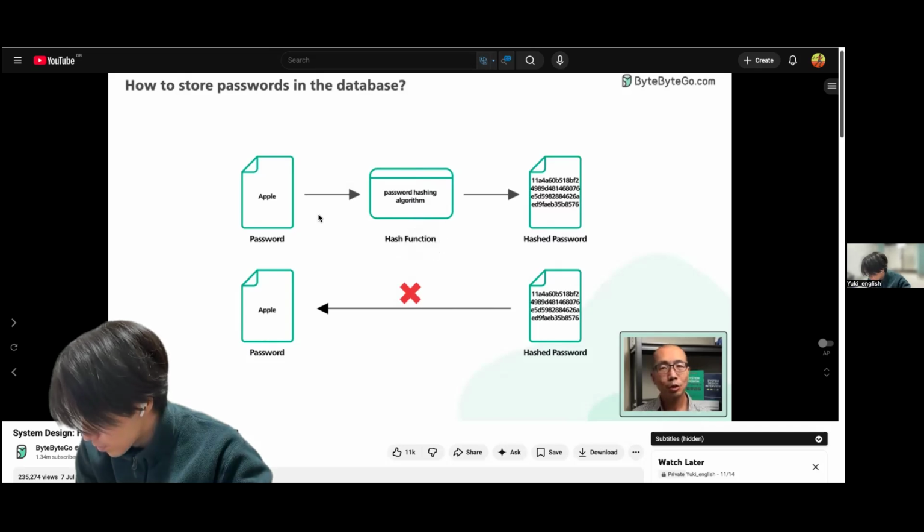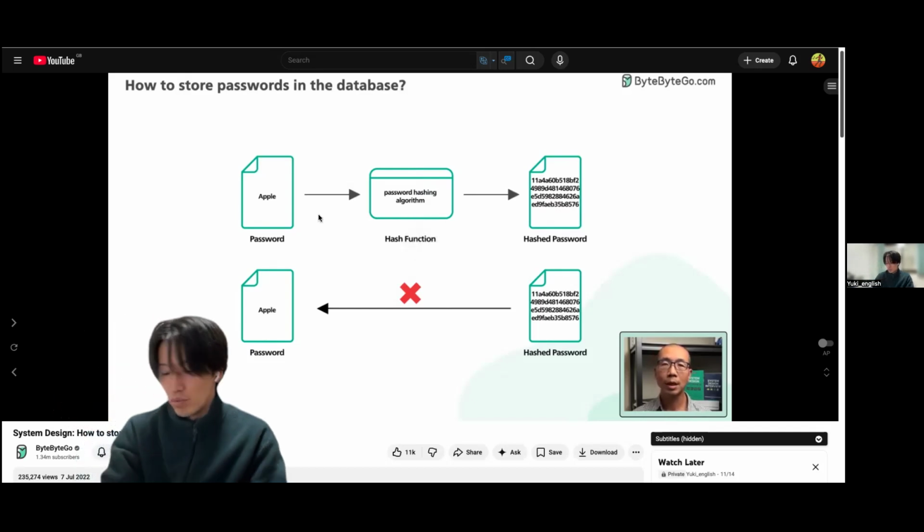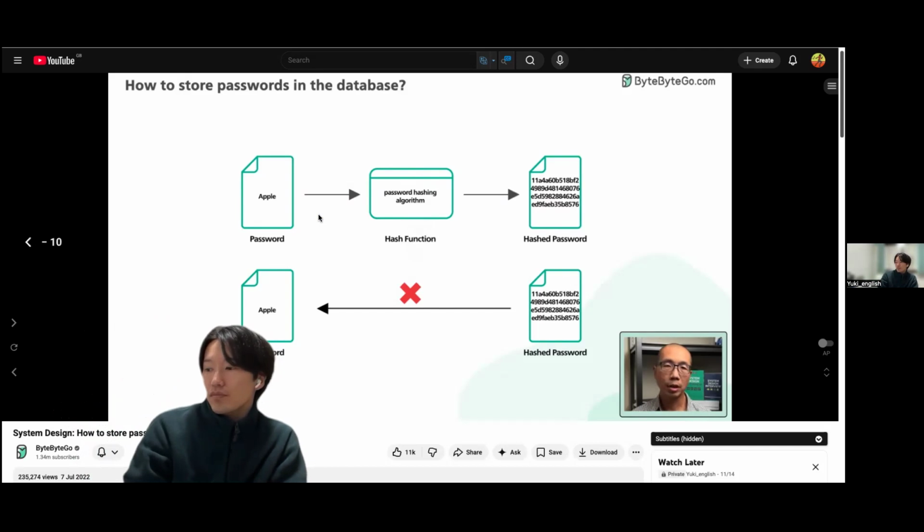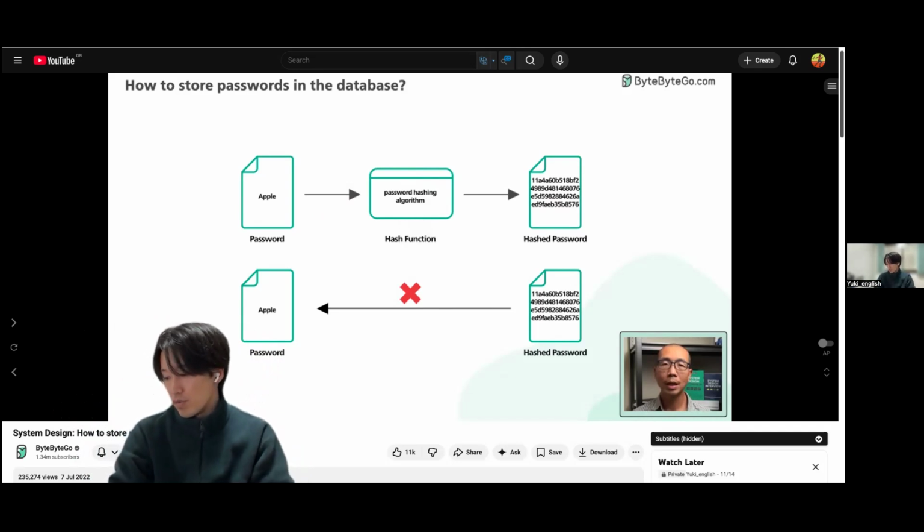It is important to use a modern hashing function designed to securely store passwords. One more time. It is important to use a modern hashing function designed for security to store passwords.